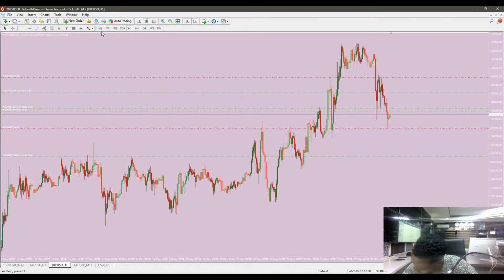So on another currency pair, it will not work. All these entries will not work, but it's working here because price is still moving.